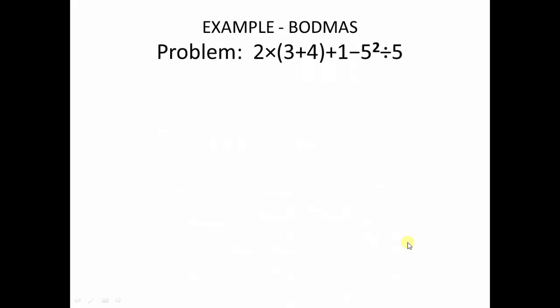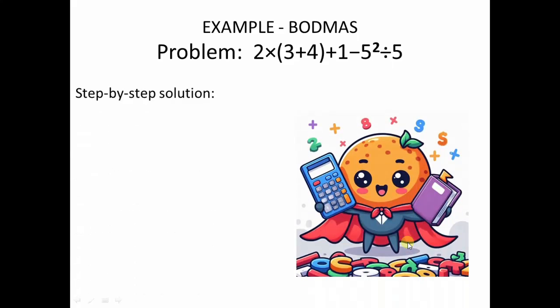Now let's solve a problem using BODMAS, which has all these particular operations. What is the step by step solution for this? When you are faced with a problem like this, you need to solve the bracket first. Where is the bracket over here? 3 plus 4. Solve the bracket, 3 plus 4, which is 7.